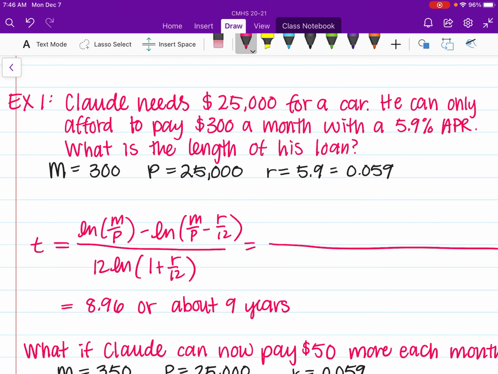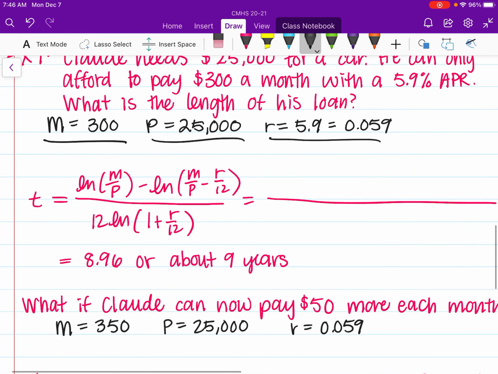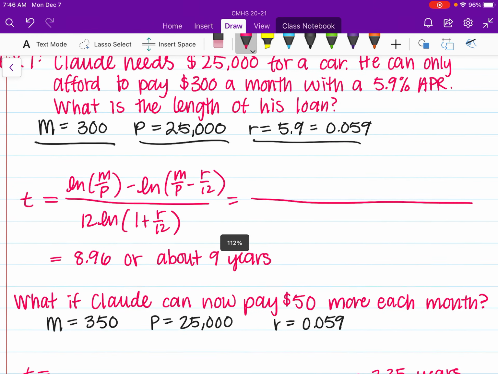So here is our first example here. Claude needs $25,000 for a car. He can only afford to pay $300 a month with a 5.9% APR. What is the length of his loan? So here in black, I went ahead and labeled everything. So the monthly payment is $300. The principal is $25,000. And the rate is 0.059. So let's see if we can plug these in here.